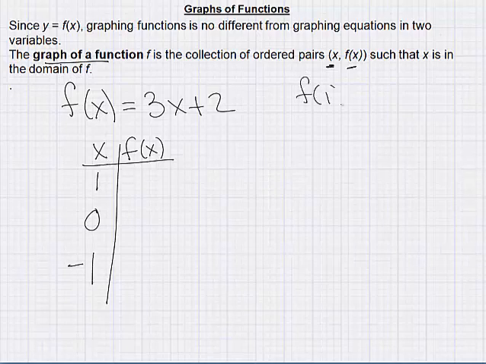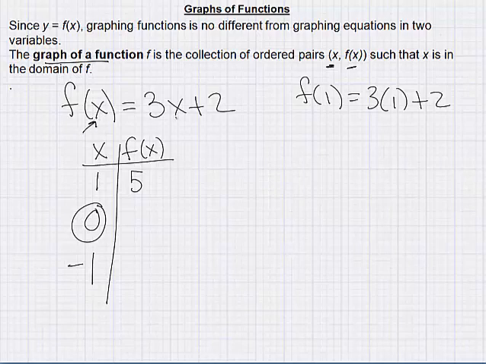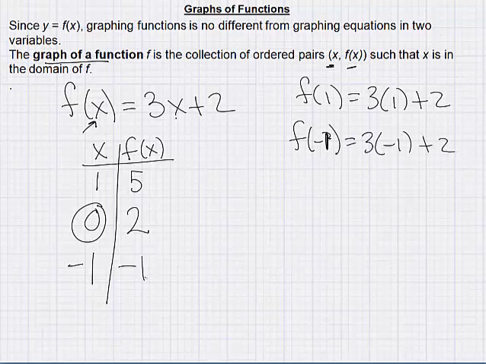So f of 1 is 3 times 1 plus 2, so that gives me 5. F of 0, if I take this 0 and I plug it in here, f of 0 is going to give me 2. F of -1, if I plug this in here for -1, f of -1 is going to give me 3 times -1 plus 2, so -1. So then these are some ordered pairs that are x, f of x, that satisfy the function, or essentially are in the domain of the function as far as the x's go.